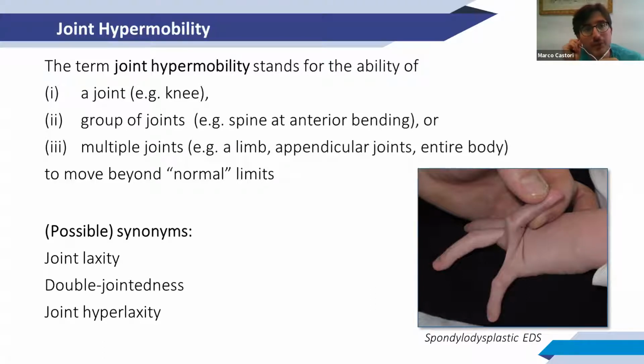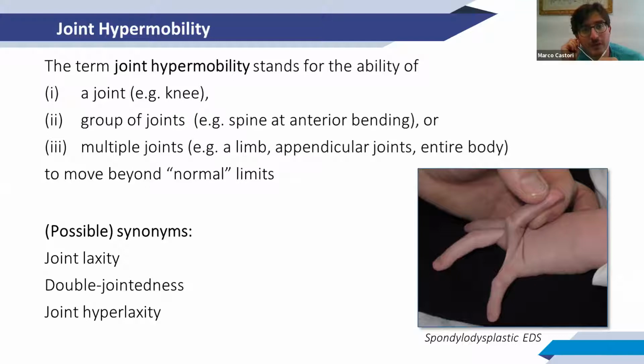As probably most of you know, joint hypermobility is a quite common feature in Ehlers-Danlos syndrome. And the literature sometimes manifests some kind of confusion around joint hypermobility and EDS. In some papers, joint hypermobility seems to correspond to EDS, but it is not the case, absolutely not. Joint hypermobility is a neutral term, a feature that is quite common in humans.